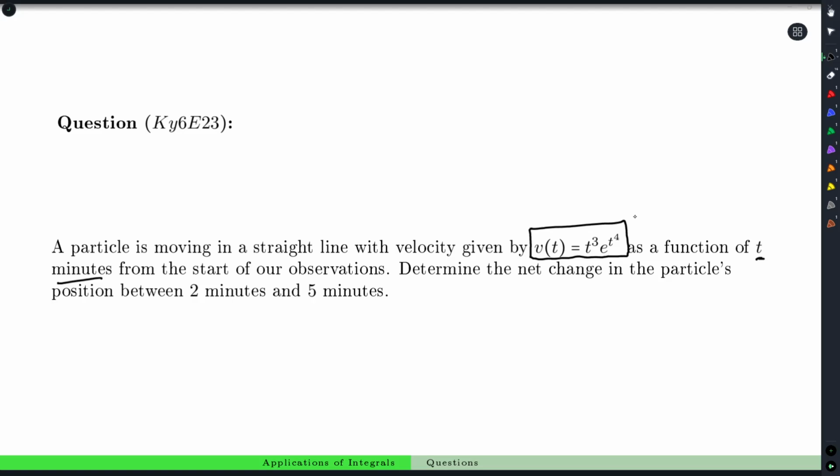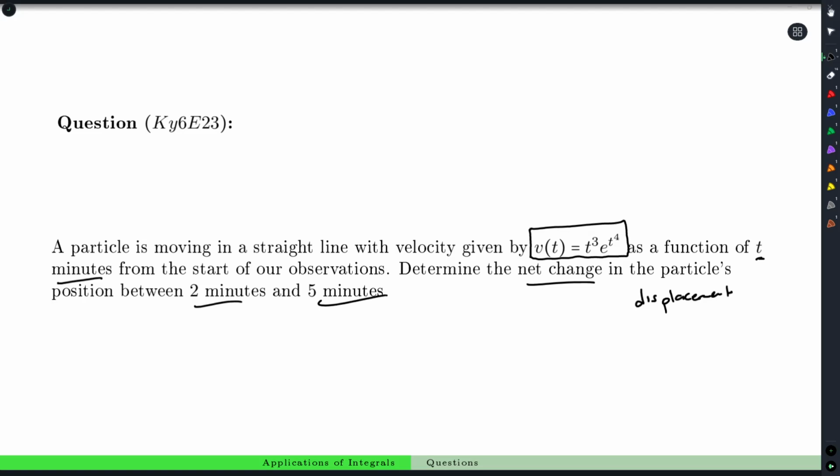But if you want, you could assume maybe the velocity here is meters per minute or something like that. I don't know. At least it doesn't say right now. Let's finish reading the question. Okay? Determine the net change in the particle's position. So this is another term for that would be the displacement of the particle between 2 minutes and 5 minutes.